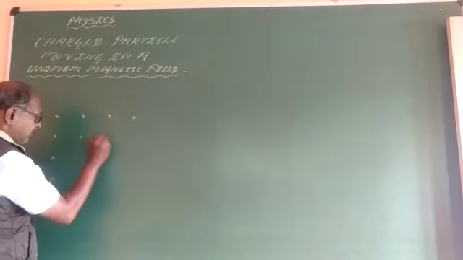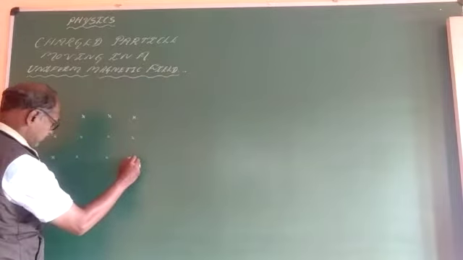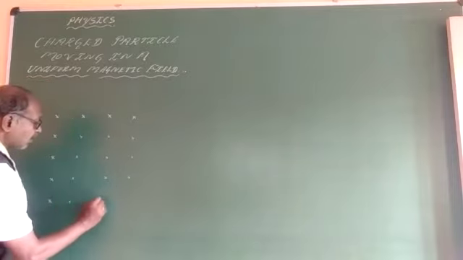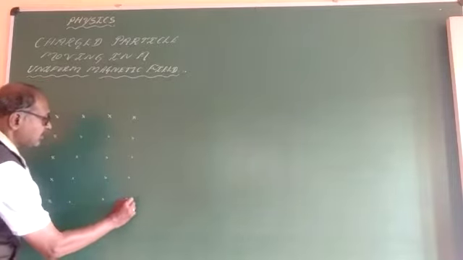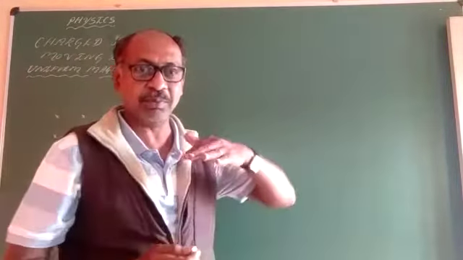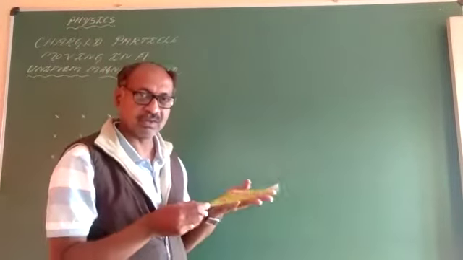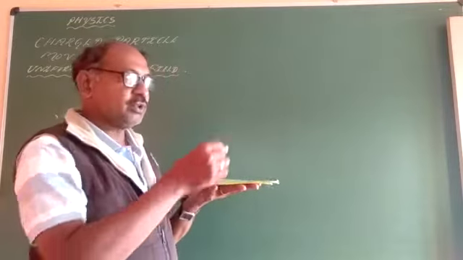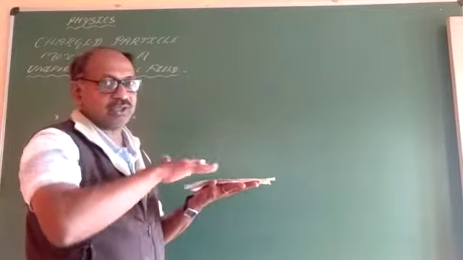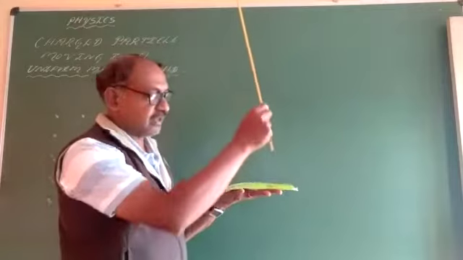We have a uniform magnetic field. It is represented like this. This uniform magnetic field is perpendicular to the plane of paper. Just consider here is a paper. The uniform magnetic field is perpendicular to it, and I am applying it like this, in this direction.